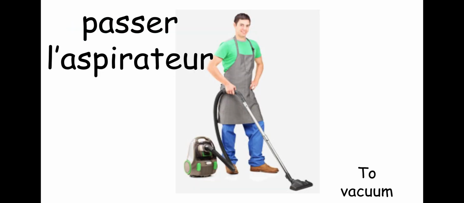All right, so moving on to some other words, we have passer l'aspirateur. Passer l'aspirateur, to vacuum. This should be a review from French 2 when we learned our house chores vocab in chapter 8, when we learned the passé composé with être, that big chapter. So passer l'aspirateur, to vacuum. Okay, I say it and then you say it. Passer l'aspirateur. Excellent.